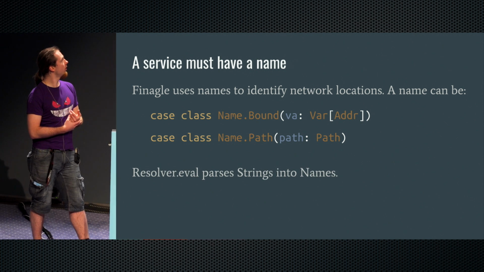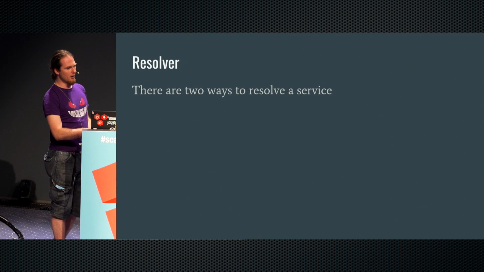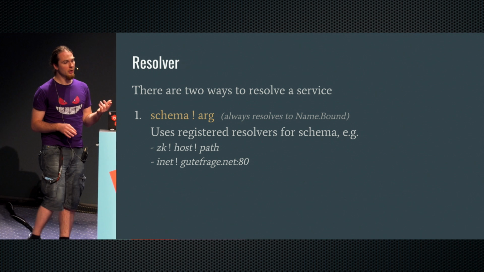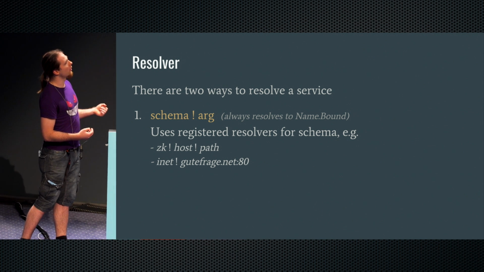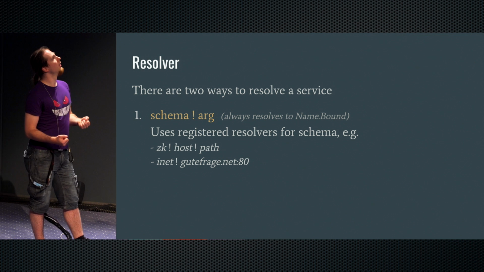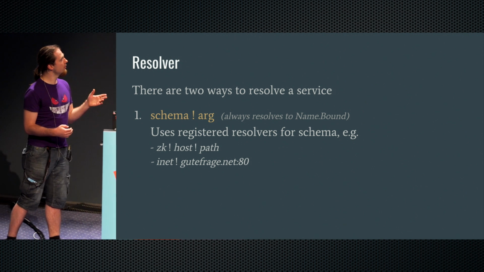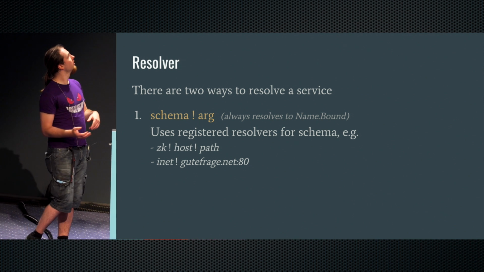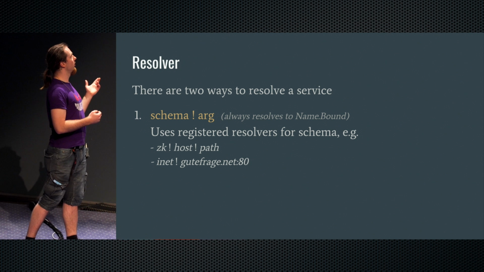And there's a simple resolver that parses these strings into names. So how does this resolver work? Well, the first implementation we already saw. You give it a scheme, bang, and some arguments. And it always resolves to a Bound. The two main resolvers you probably use are Zookeeper, which we already saw, where the parameters are the host and the path, and there's the inet resolver.